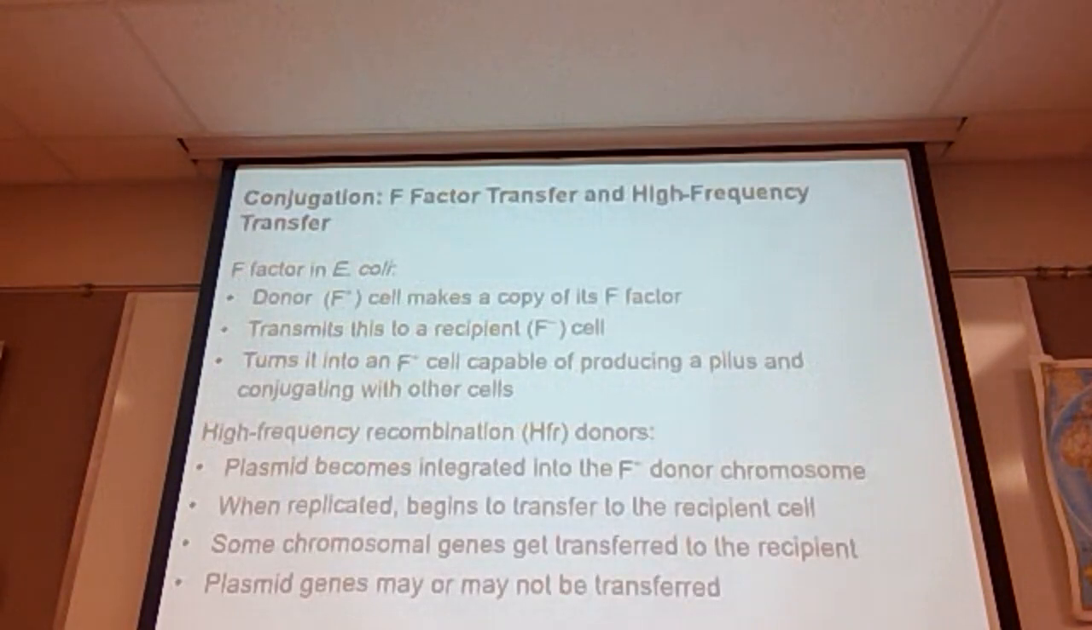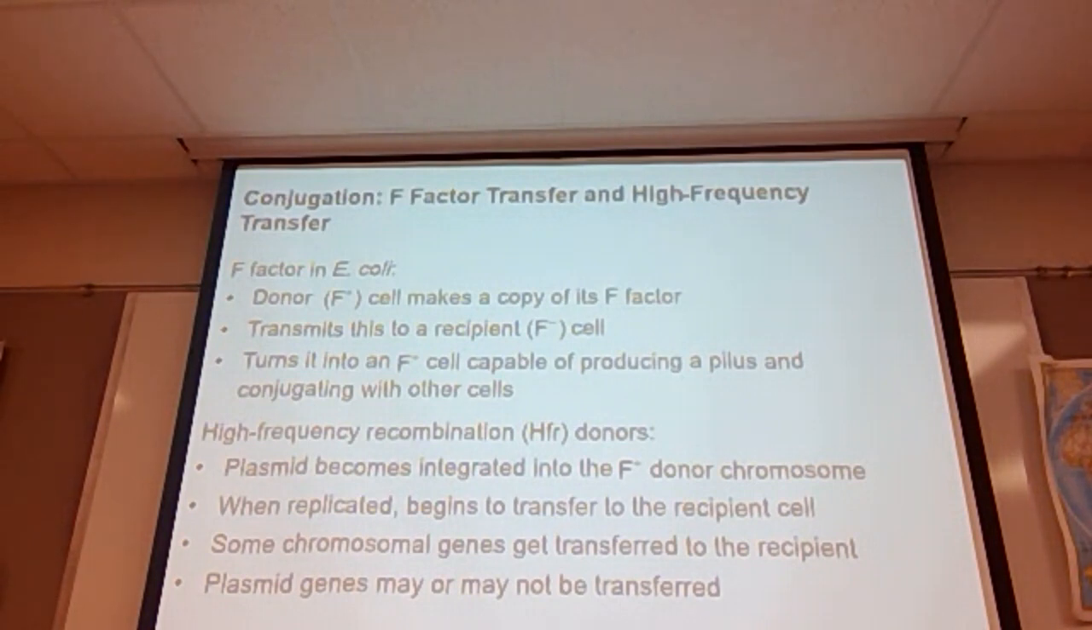The F factor in E. coli, for instance, again, E. coli is a gram-negative rod that we talk about a lot in lab. The donor, or the F positive cell, makes a copy of its F factor, or its little plasmid, and transmits that to the recipient, or the F minus cell, through the structure of that pili, which we just talked about. The F minus cell is then converted into an F plus cell, which will be capable of producing a pili and conjugating with other cells, thus spreading that ability throughout a population or a colony of E. coli.